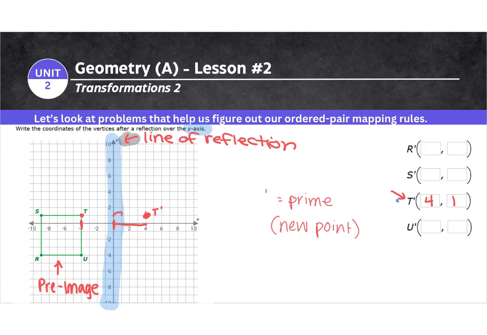So now let's go ahead and keep doing this for each of our points. So S is 9 away from our line of reflection. And how I know that is I look at where S is located. That's at -9. So that means it's going to be located at +9 on the other side here. That is our S prime. And that point is +9, 1.